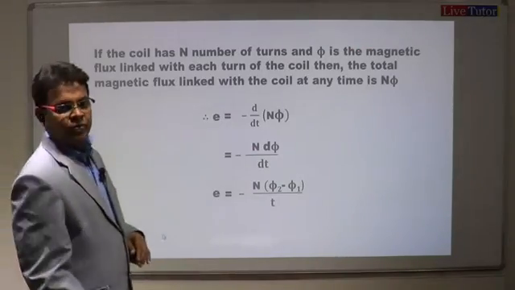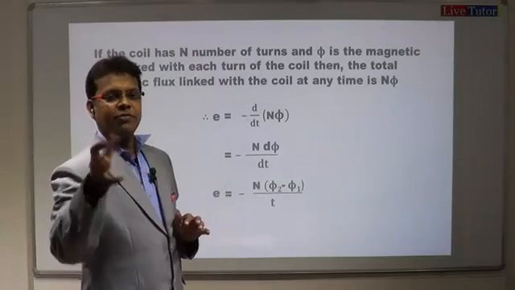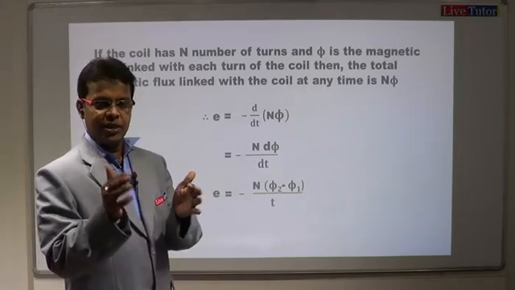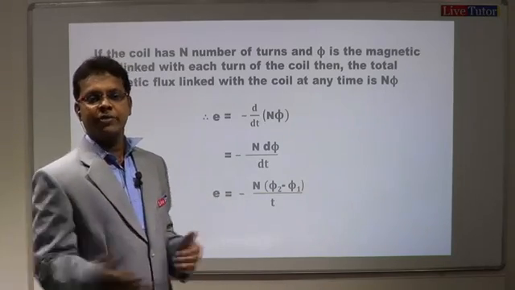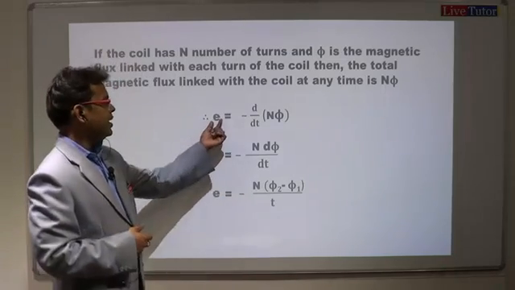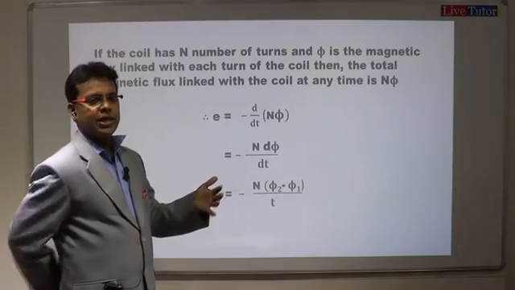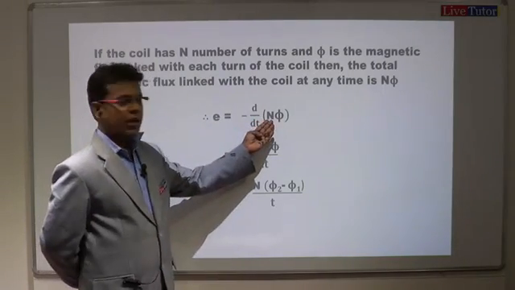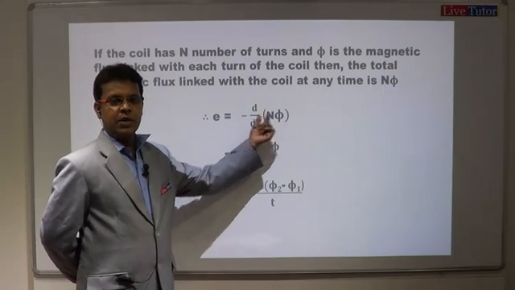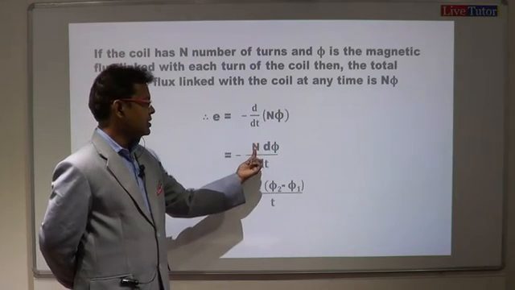Right. Now, suppose there are a number of turns in the coil, n number of turns. Generally we study everything for one turn, then we extend that for n turns. In the same way, we have studied that E is proportional to d phi by dt. In case it has n turns, what will happen? In place of phi, we put n phi, that's all. d by dt of n phi. Okay, so what will happen? The n is a constant, so we take it outside.